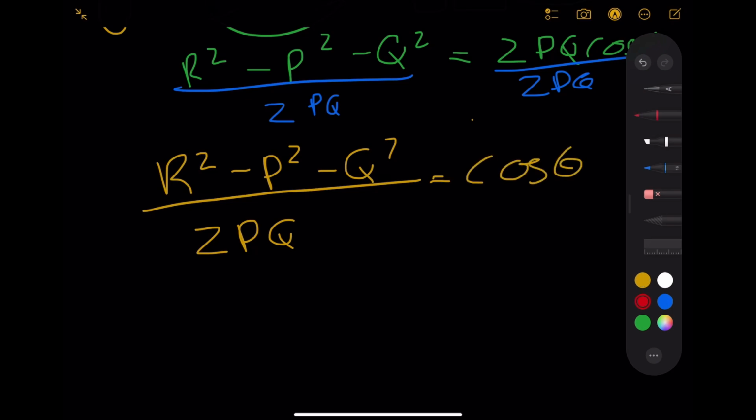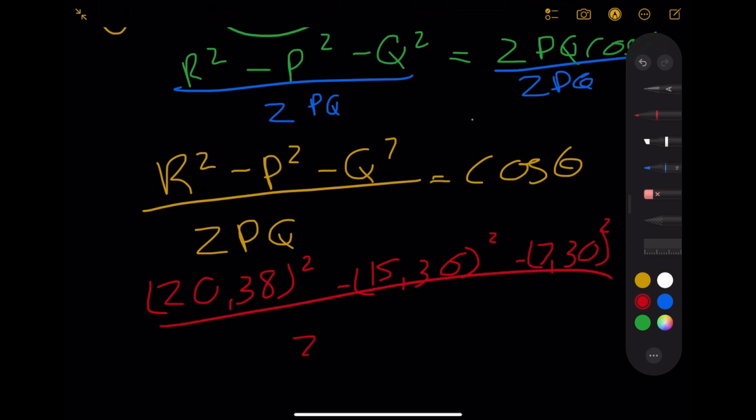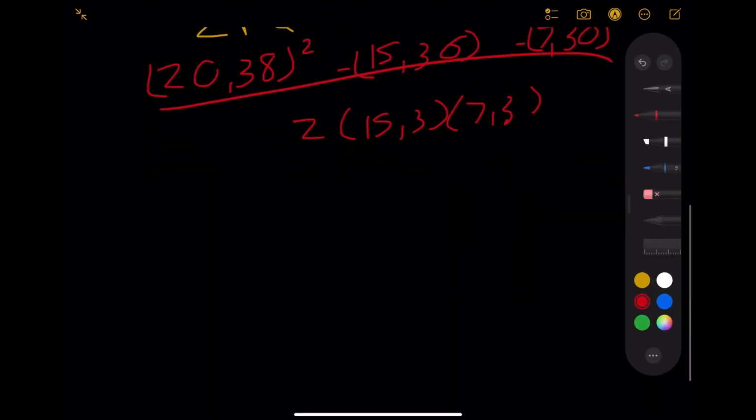And then we would just sub in our values. So R square is 20.38 square minus 15.30 square minus 7.30 square all divided by 2 times 15.3 times 7.3, and then we'd get that this is equal to 0.5728, and this is obviously equal to cos theta.